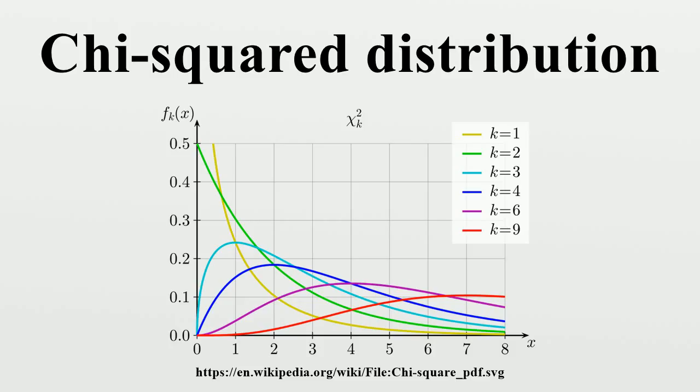Cumulative distribution function. Its cumulative distribution function is given in terms of the lower incomplete gamma function and the regularized gamma function. In the special case of k equals 2, this function has a simple form, and the form is not much more complicated for other small even k. Tables of the chi-squared cumulative distribution function are widely available, and the function is included in many spreadsheets and all statistical packages.